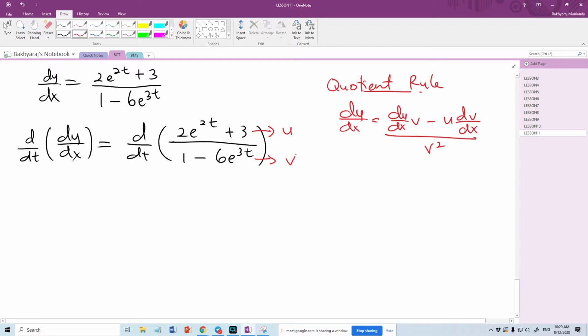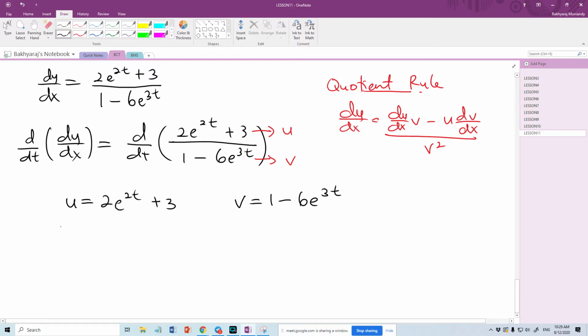Okay, by knowing what formula is the suitable formula is very good. Mesti kena kenal formula dulu. If you don't know what formula to use, then it is very, very difficult to go. Okay, once you know what is u, what is v, then I think we can go for the answer. So our u will be equal to 2 exponent 2t plus 3 and v is equal to 1 minus 6 exponent 3t.